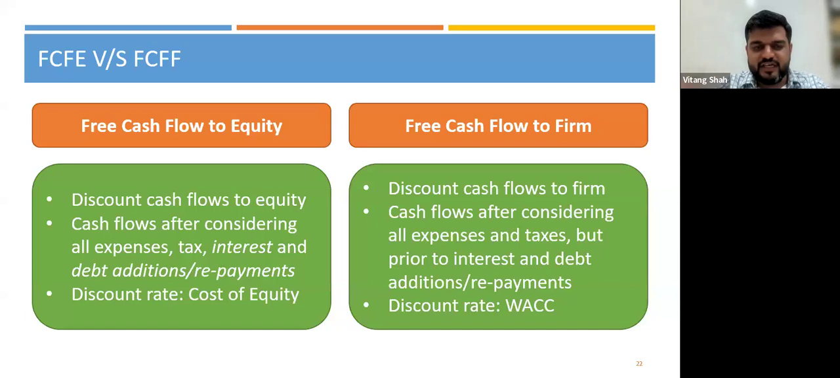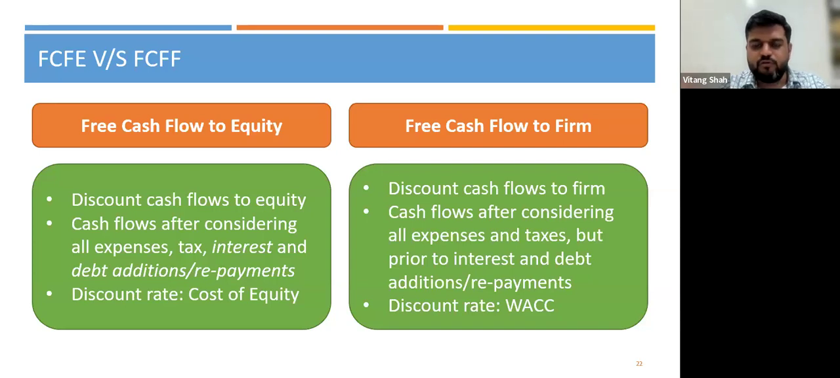When you are using the free cash flow to equity approach, all your cash flows should be discounted using the cost of equity, which is the expected return which an equity shareholder would expect. At the same time, the cash flows which need to be discounted should be the cash flows only pertaining to the equity shareholders. So whatever the profits are after having paid the interest or the repayments to the debt holders, the residual cash flows need to be discounted at the cost of equity, which is the expected return which an equity investor would expect.